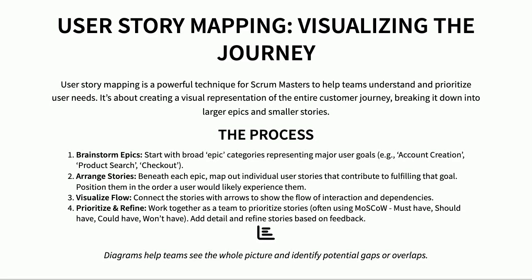Okay, let's talk about user story mapping. It's a fantastic tool for Scrum Masters to really nail down what users are trying to achieve. Essentially, it's all about visually mapping out the entire user journey from start to finish. We begin by brainstorming the big epics which represent the major goals our users have. Then, we break those epics down into smaller, actionable user stories and arrange them in a logical order, mirroring how a user would actually interact with the product. Finally, we use arrows to show how these stories connect, highlighting dependencies and helping us prioritize what's most important.